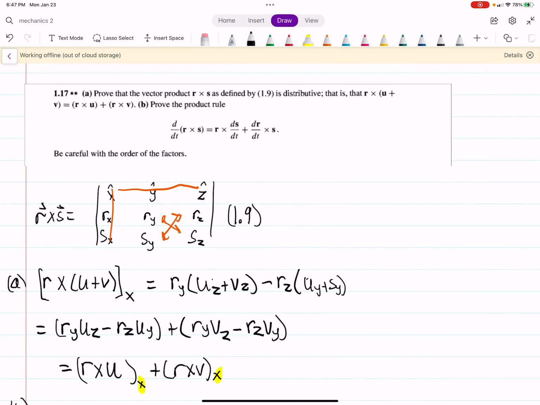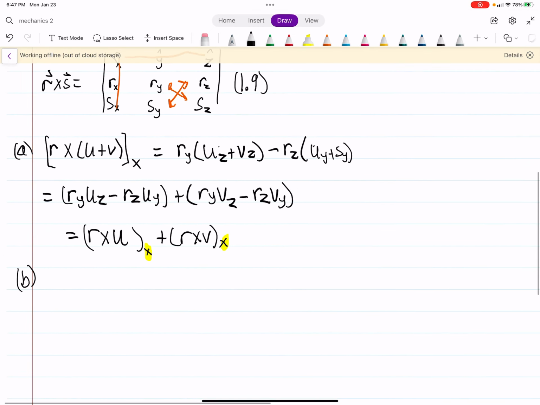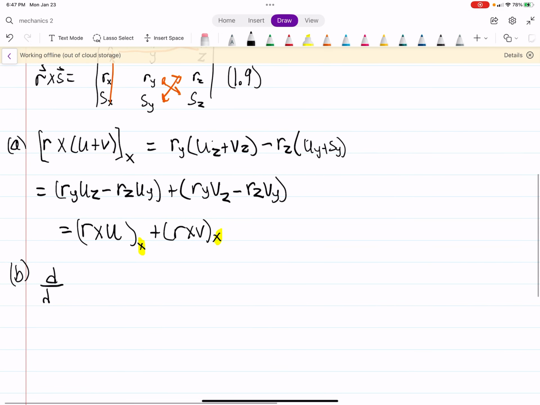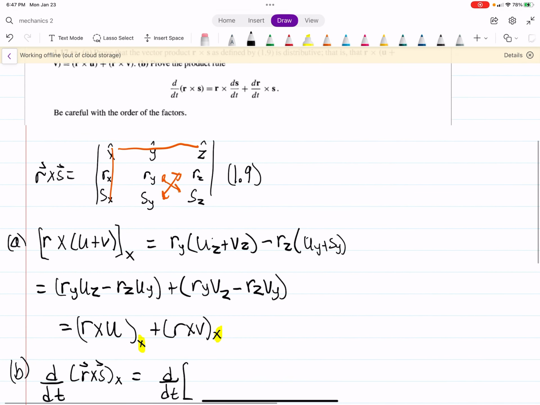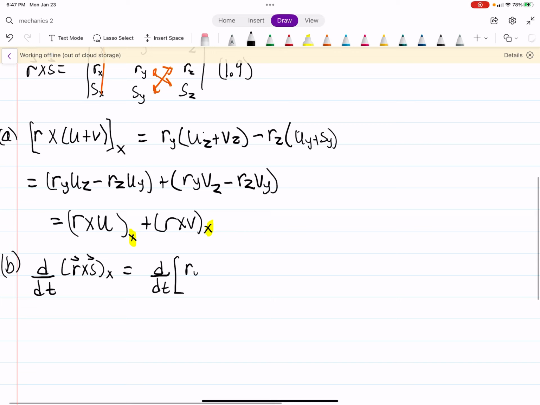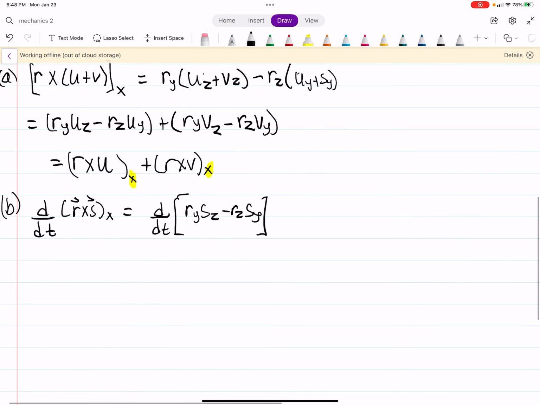For part B, we want to prove that derivative rule. So if we take the time derivative of R cross S, these are vectors. I'm not writing vector signs, but they are. That's the same as taking the time derivative of, again, the same determinant. So we have Ry Sz minus Rz Sy.